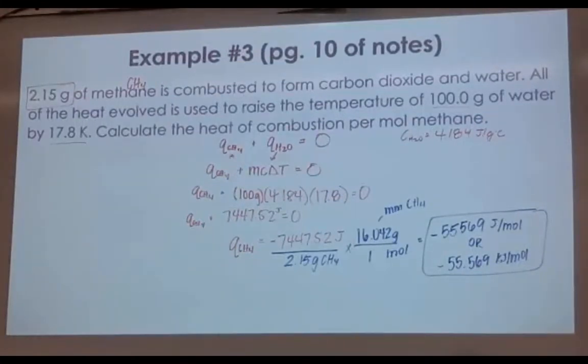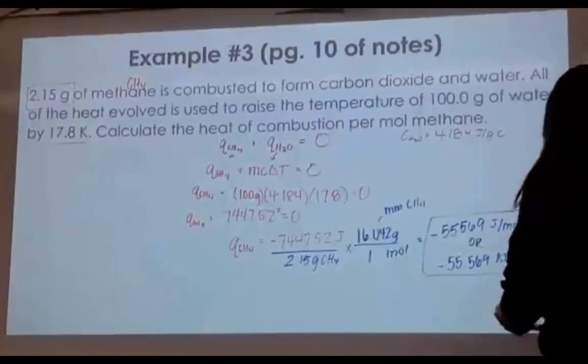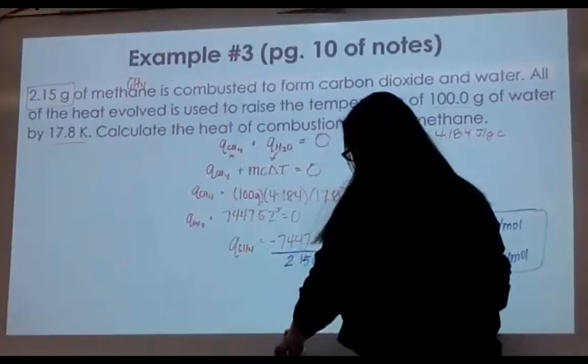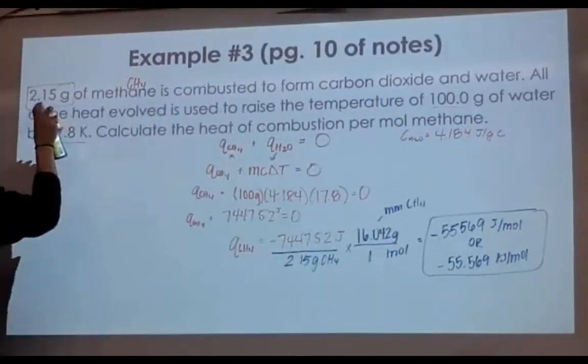Okay, so we're going to actually skip example 4 for now. We're going to do example 4 next week. That's solution calorimetry. So then we're going to go to example 5. Example 5 is the last example that we're going to look at out of this part of the notes. Example 5 is a bomb calorimetry question.